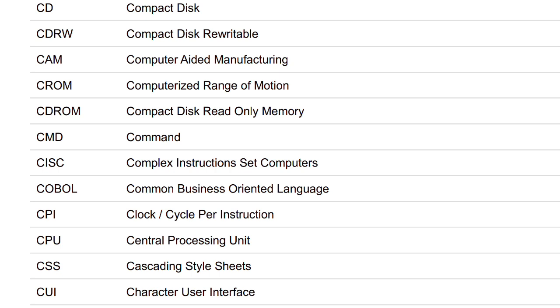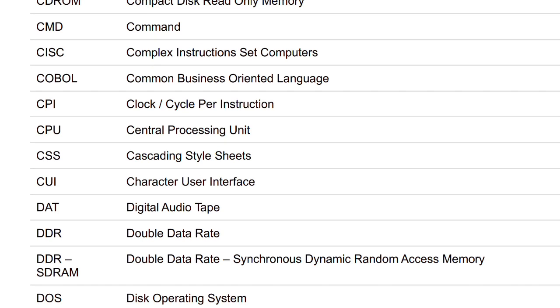Then we have CMD. CMD stands for command. Then we have a CISC, that stands for Complex Instruction Set Computer. Then we have a COBOL. COBOL stands for Common Business Oriented Language. Then we have a CPI. CPI stands for Cycles Per Instruction.